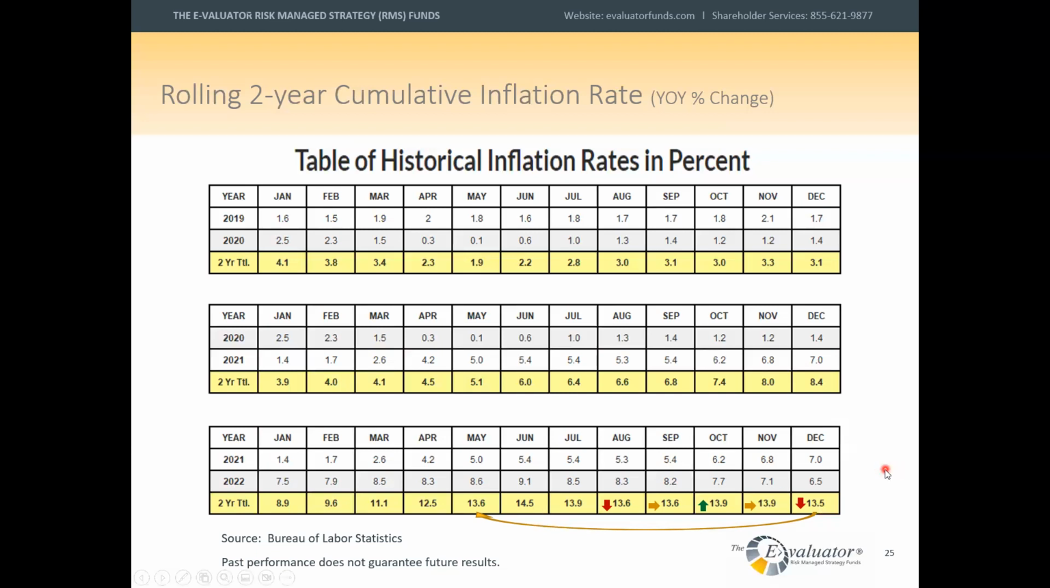So inflation is going to have to go down pretty fast in 2023 for this 2-year rolling number to go down, because you can see how fast it was going up in the first half of 2022. We'll keep an eye on that.